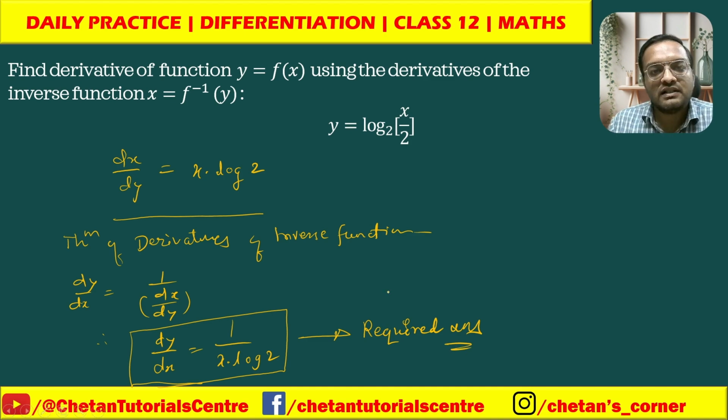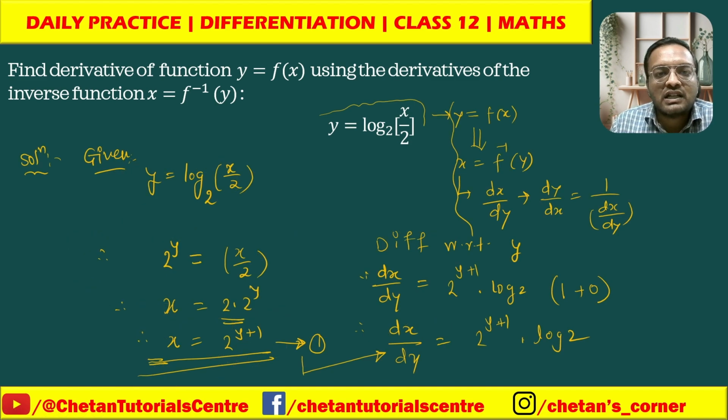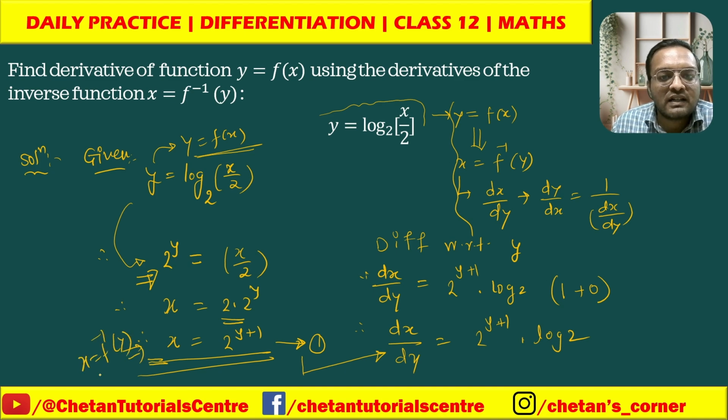So in this way we solve this question. The most important step in this question is to convert the given function y is equal to f of x, which is log of x by 2 to the base 2. So using the laws of logarithm, we have converted this into this form. And on further simplifying, we have obtained the inverse function of the given function, which is x is equal to f inverse of y.